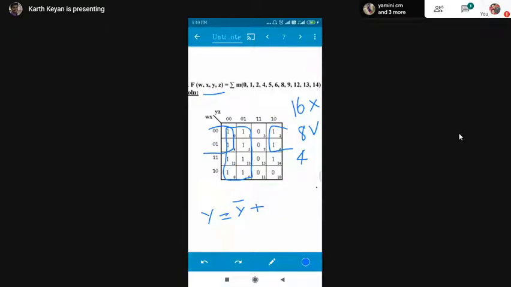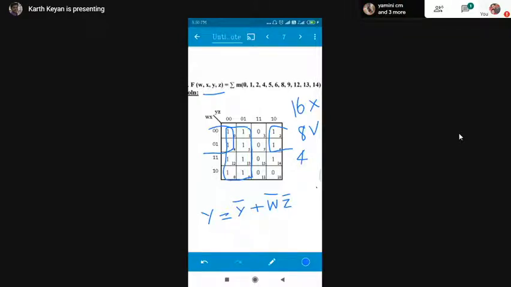Okay, left side you have the W bar. I'm right here. If you have any doubt, just discuss with me. Top we have the Y bar Z bar, then Y Z bar. You will get the Z bar. Okay, this is your term 2.